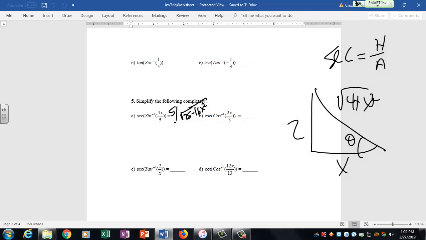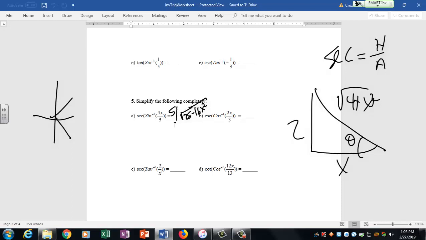Now, if x is positive, 2 over x is positive, yes? Tangent would be in quadrant 1, right? If x is negative, 2 over x is negative, and tangent would be in quadrant 4. Daniel, does that make sense? Yes, sir. Now, what is secant? In quadrant 1, secant is what? In quadrant 4, secant is.